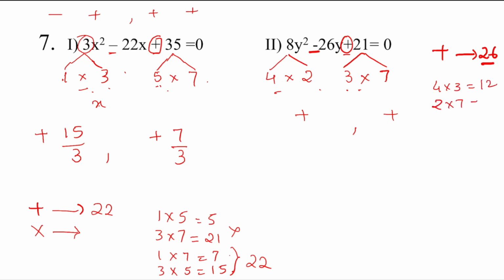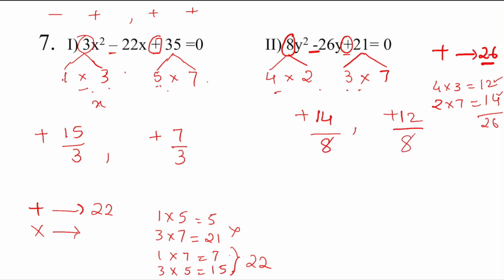4 3s is 12, 2 7s is 14, and when you add you are getting 26. Yes. Therefore 12 and 14 are our roots. So first write 14 here and 12 here. Now this is not final because 8 is the coefficient. So divide here by 8 and divide here by 8.